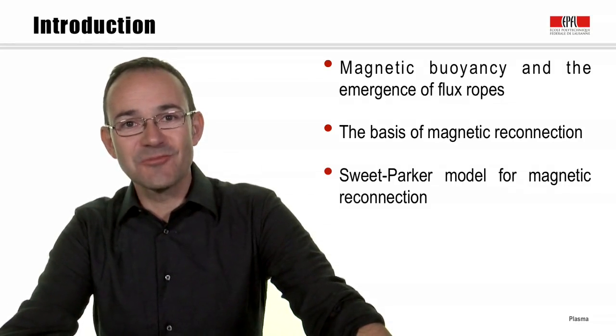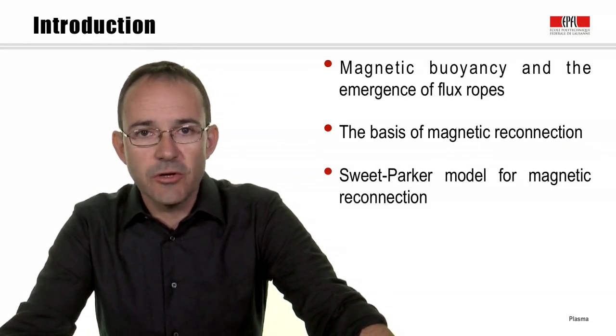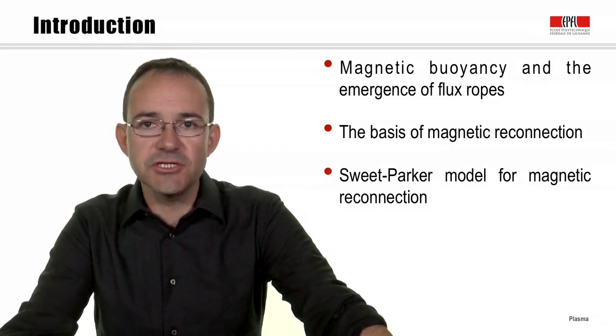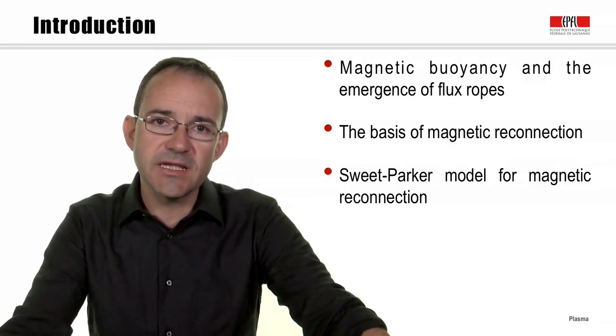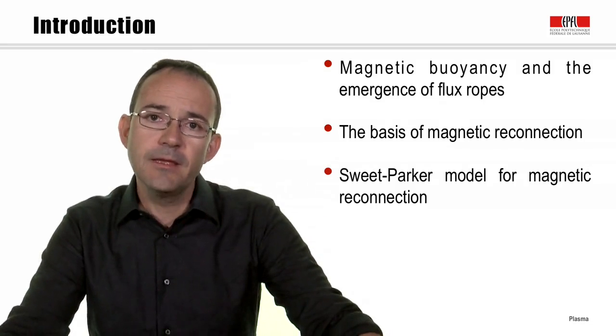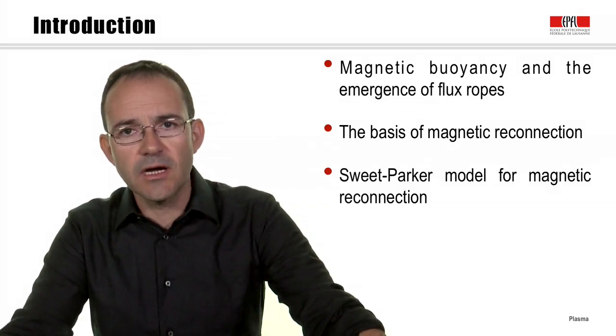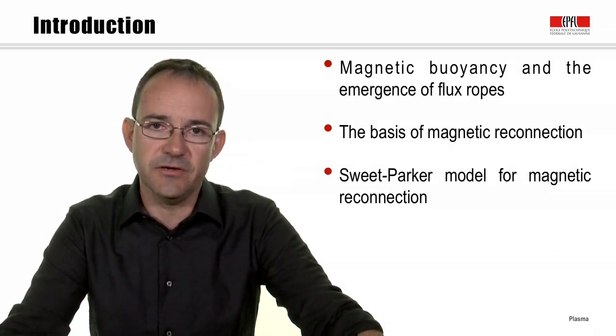Welcome back to the course on plasma physics and applications. In the last module, we have learned that at the core of the generation of magnetic fields in the Sun is a dynamo process which converts energy of the plasma flow into energy of the magnetic field. Magnetic flux ropes with large magnetic fields form and emerge from the interior through the photosphere.